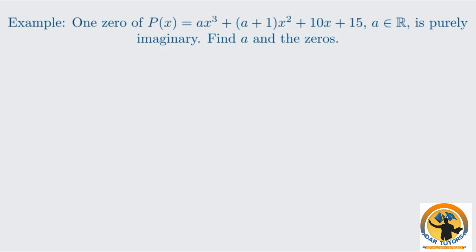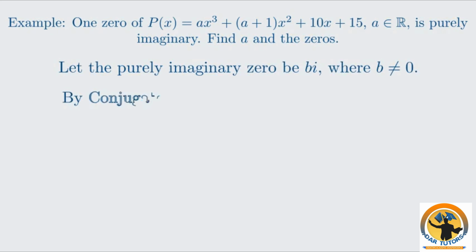A purely imaginary number is of the form bi, where b is a non-zero real number. Let's call this zero bi. Since the coefficients of p(x) are real, the conjugate root theorem tells us that its conjugate, -bi, must also be a zero.